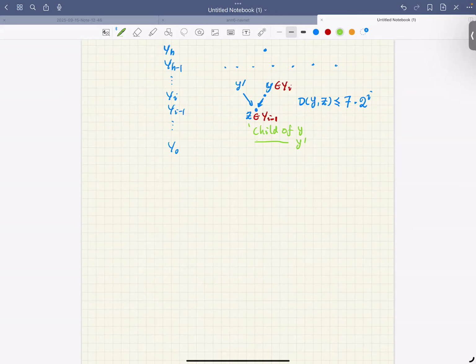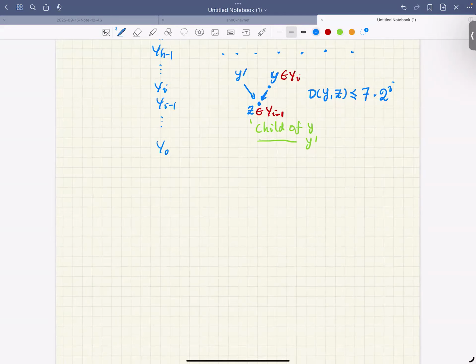So if that's the case, what would be the space consumption? Well, big O of n edges per level, because you have n points and every point has a constant number of edges. But you have how many levels? You have h plus 1 levels. Therefore the space consumption is bounded by n times log delta. Don't forget h is log diameter. So diameter and delta, there's only a factor of 2 difference there.